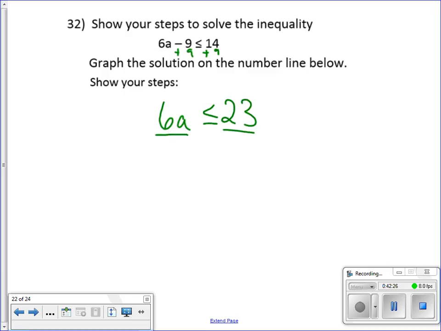I'm going to divide both sides now by 6 to get rid of the 6. I did not divide or multiply by a negative, so my sign stays the same. And then 23 divided by 6 is going to give me 3, because 3 times 6 is 18. I have 5 left over. So that would be my answer there.